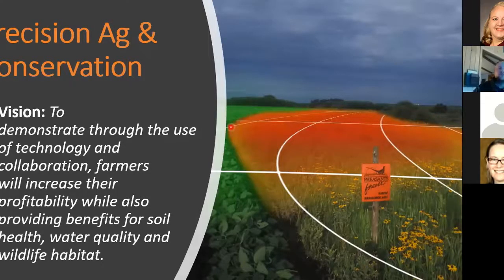So here we jump into precision ag and conservation. Since the beginning, we set this vision statement and haven't changed it since. Our vision is to demonstrate through the use of technology and collaboration that farmers will increase their profitability while also providing benefits for soil health, water quality, and wildlife habitat. Everything that's done through this is 100% free, 100% voluntary, and really leads to the boots on the ground and providing that technical service.